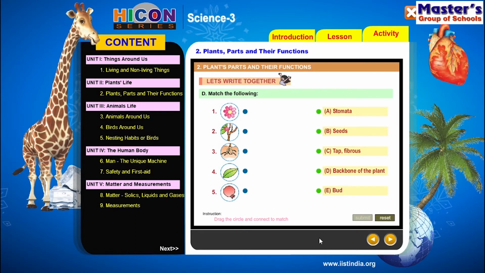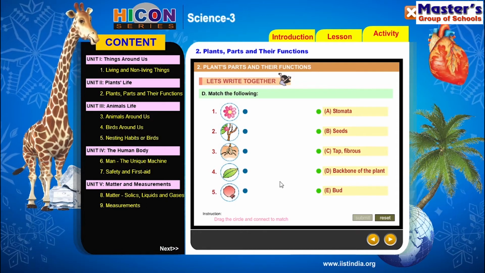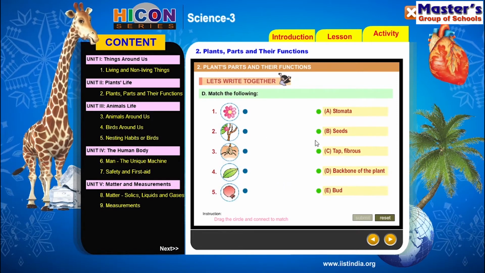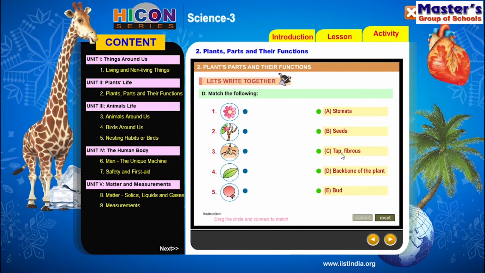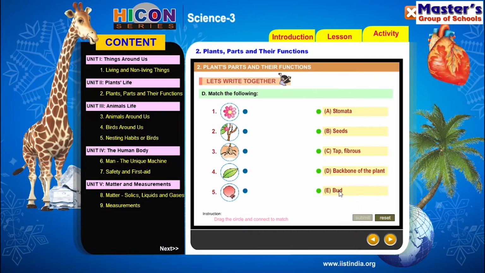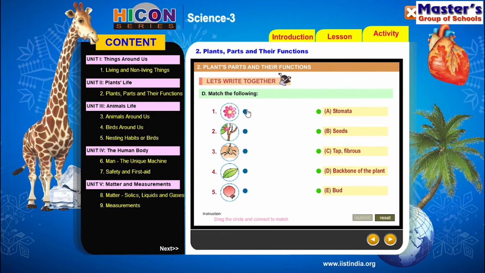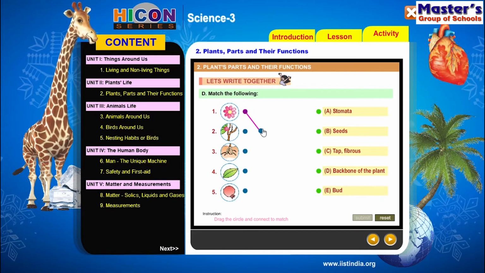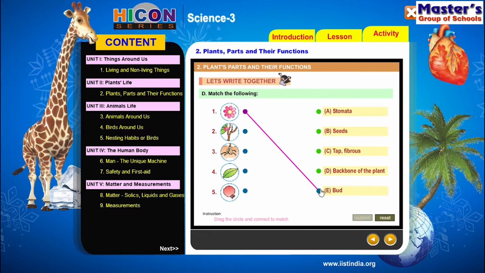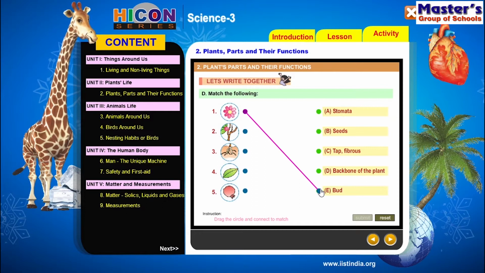So children, see the first one. The first one represents a flower. Flower gets from stomata, seeds, tap fibrous, backbone of the plant, bud. Which one is correct for the first flower? Flower gets from bud. So this is the correct pair. Match the flower and bud. Bud will grow into flower after some days. That's why we have to match those two.